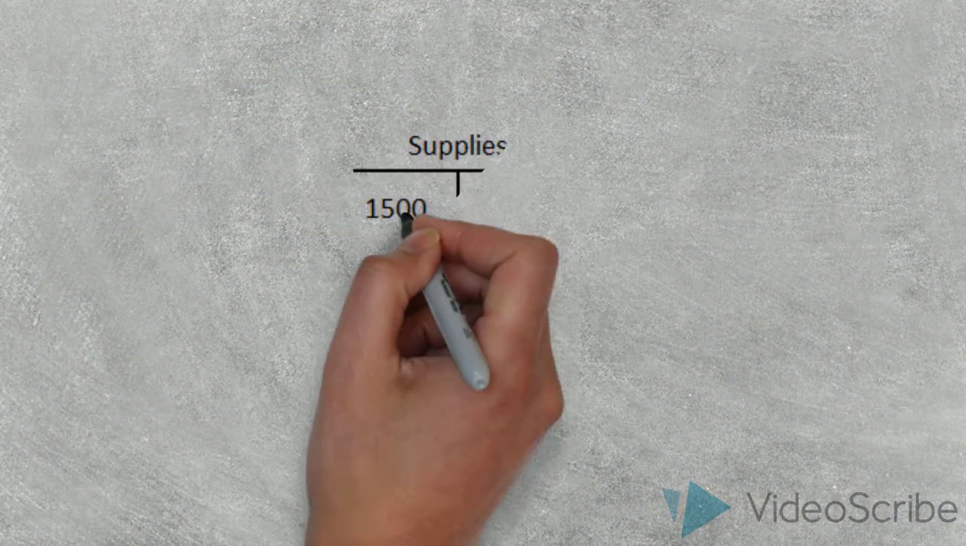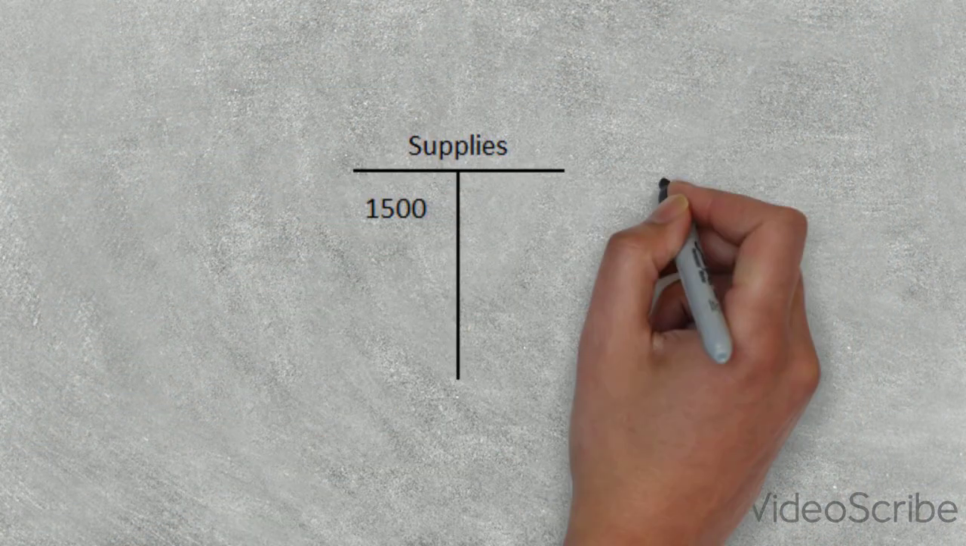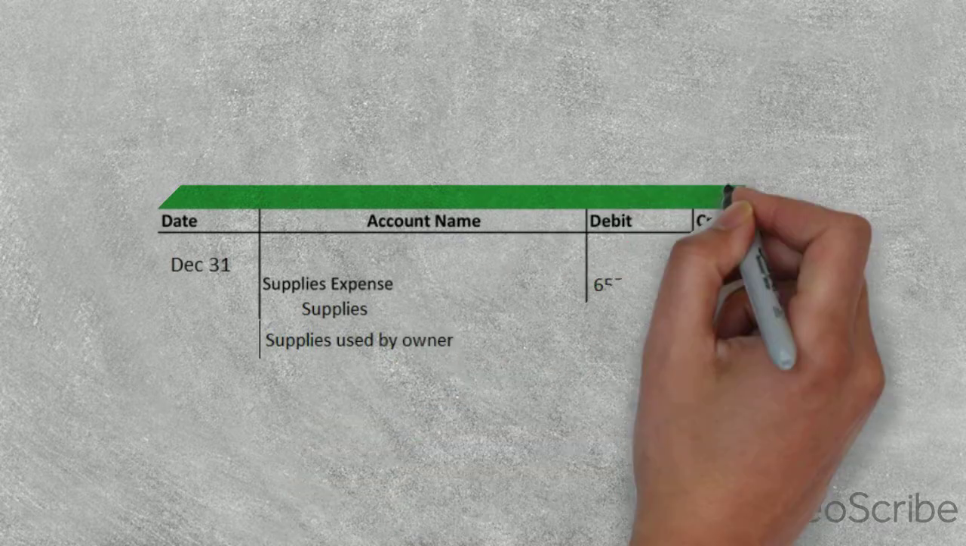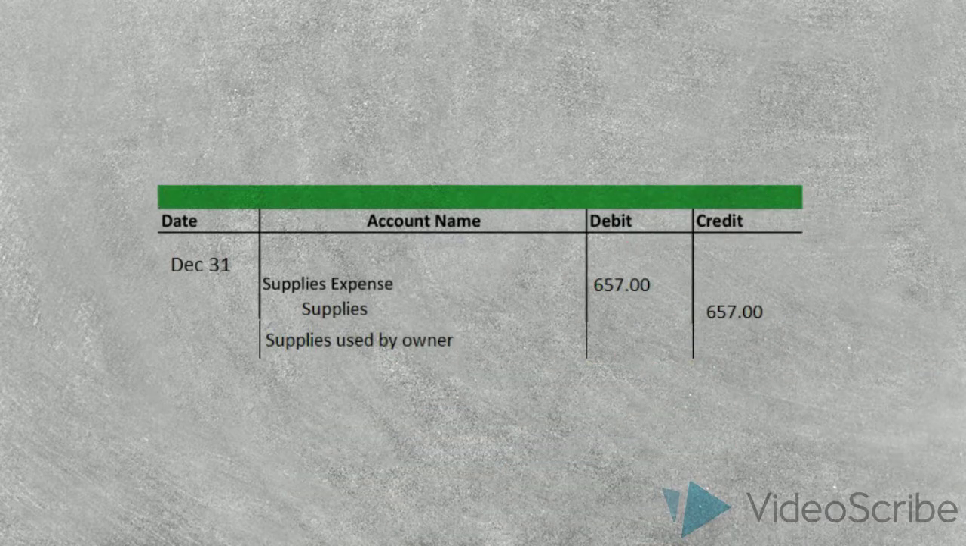Let's do an example first. Here we have a supplies account with $1,500 in it. We then make a journal entry, and I will show you how. The person uses up, for example, $657 of supplies by December 31st. So you make a supplies expense account and debit the amount of $657. As well, you would credit your supplies by $657. This is because you are using your supplies up.